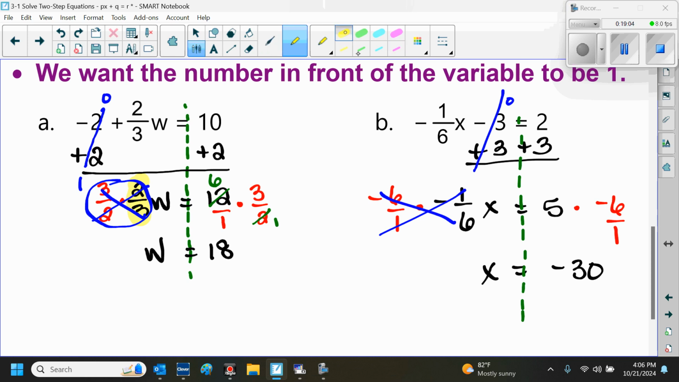Now, this, you guys, is where we want the reciprocal. We want this to be equal to 1. So the reciprocal of -1/6 is -6 over 1. Is everybody with me? So you're just going to multiply times -6 on both sides. So here, this cancels to 1, and 1 times x is x. And then +5 times -6 gives us -30.